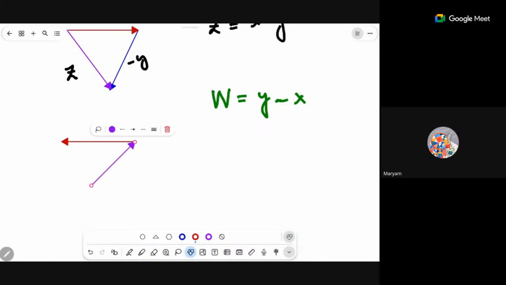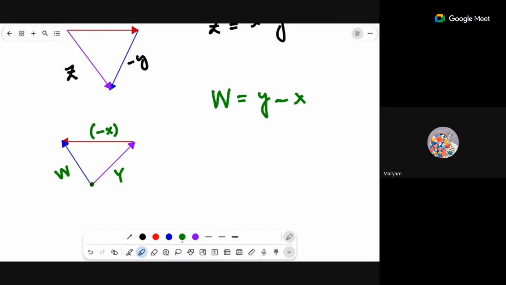So you change the orientation according to the condition given. Exactly. According to my requirement, I will change the orientation. So now this is W. W is basically the addition of y and negative of x. That is why I told you that the resultant will be starting from the tail of the first to the head of the last. Is it clear to everyone? Got it. Yes, sir. Okay.